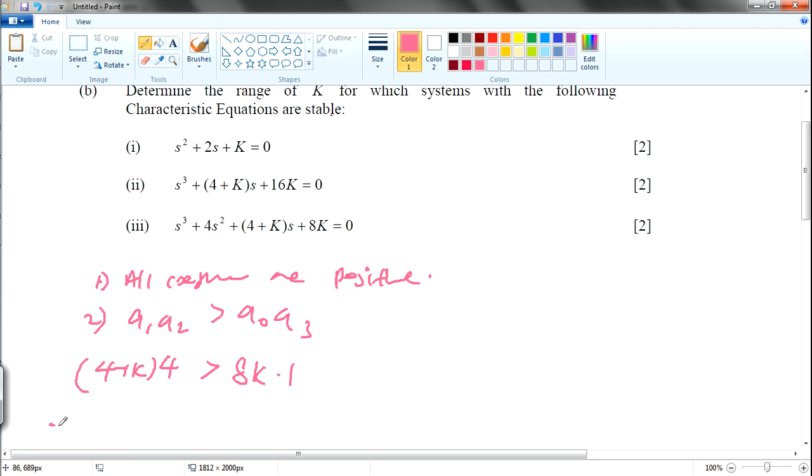So from here, what do you see? 4 times 4 is 16, plus 4k. You have 8k over here.